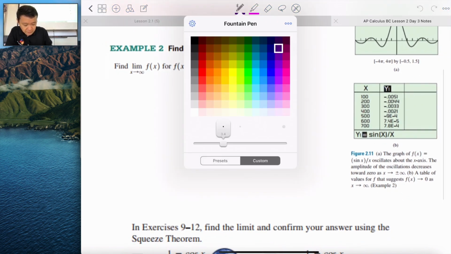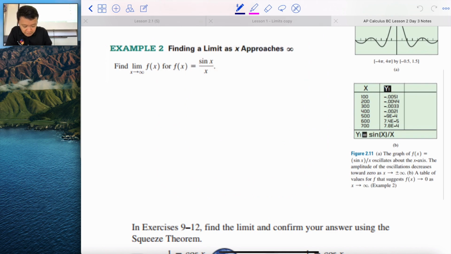I think we discussed some of the blocks. Okay, I might have covered this already. So we know what the answer is. Over time, sine of x over x will become 0, or will approach 0 as x approaches positive infinity. But let's try to justify this using the squeeze theorem again.